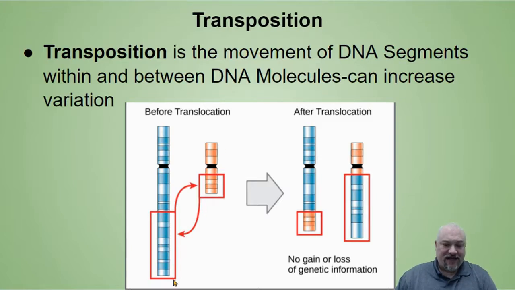So we can see these are definitely non-homologous chromosomes here. We got a long blue one and a short orange one, but we can still switch those there. So it increases genetic variation in the same way that crossing over does. In fact, even perhaps more so. Still got all the genetic information, but they're in different chromosomes. So when you go to replicate the cell, you're going to have some differences.